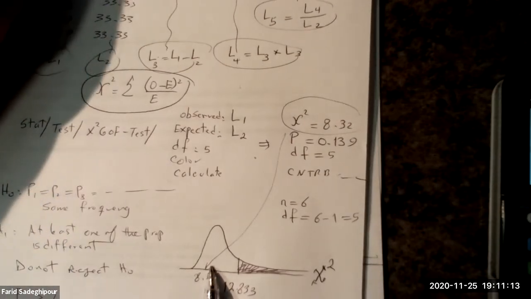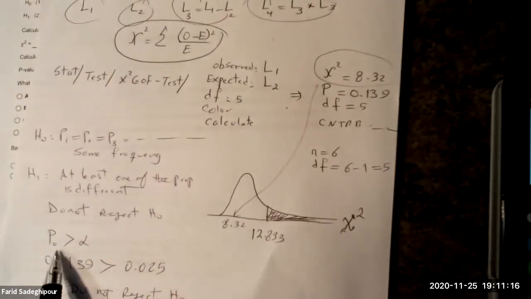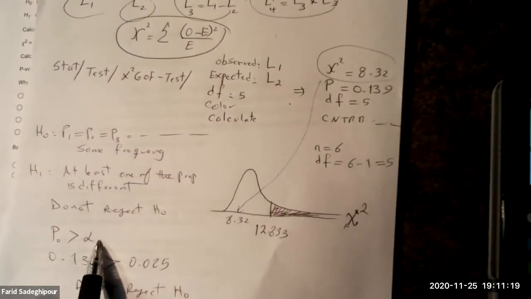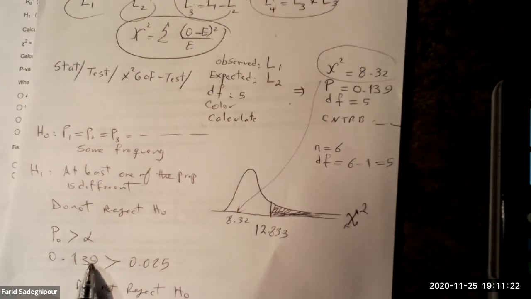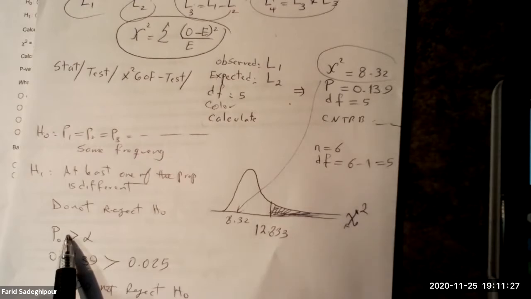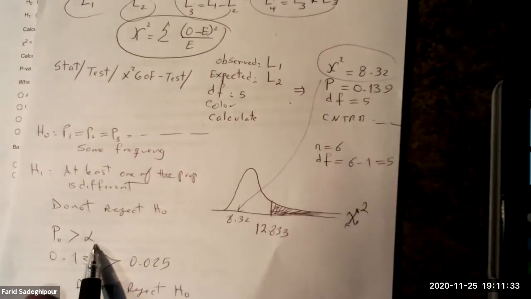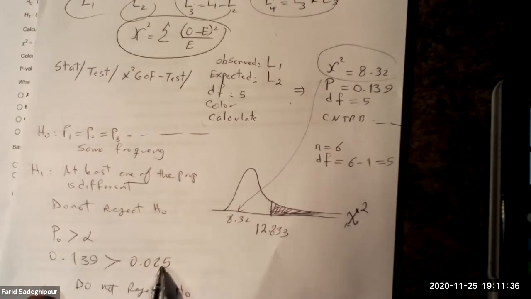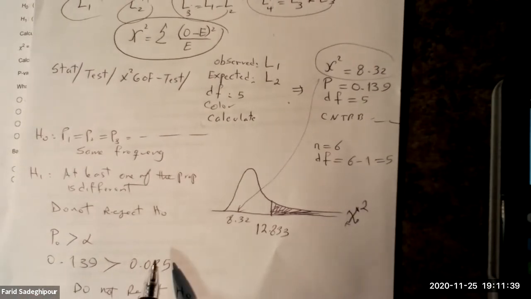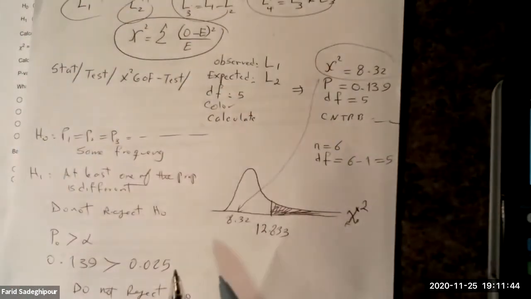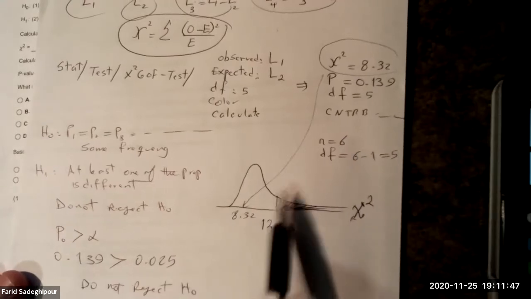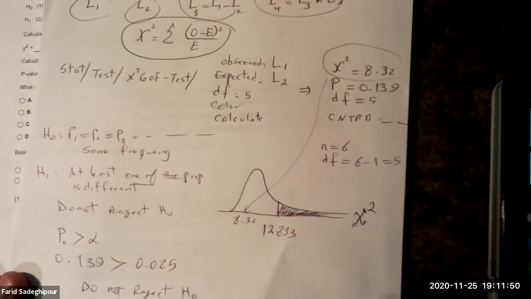And also to double check on that, if your p-value is greater than alpha, also we have to accept H0, or we should not reject H0. See, there are 2 ways to prove it. One is if your p-value, which you calculate in the problems, 0.139, if that number is greater than alpha, which is given in the problem, was 0.025, then you do not reject H0. Or if it doesn't fall into the critical area, then you do not reject H0.